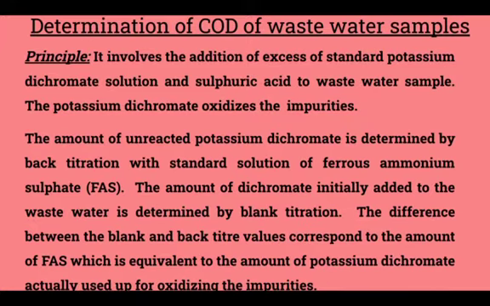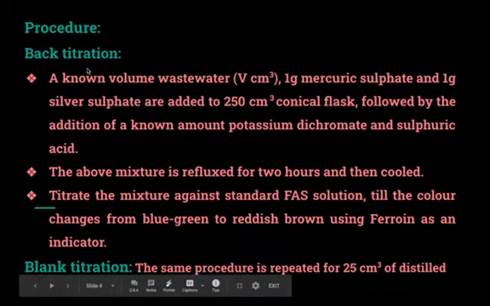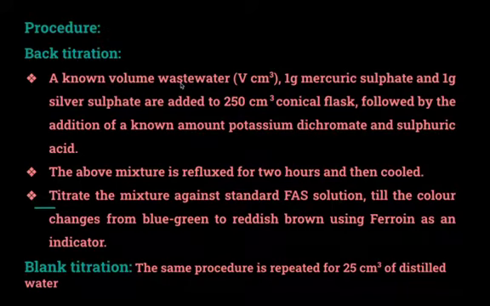Now let us see the procedure for determination of COD. First is back titration. What are the impurities present in wastewater? The impurities present in wastewater are straight chain hydrocarbons, aromatic hydrocarbons, pyridine, etc. A known volume of wastewater is taken in a 250 ml conical flask. To that, we add 1 gram of mercuric sulfate and 1 gram of silver sulfate.